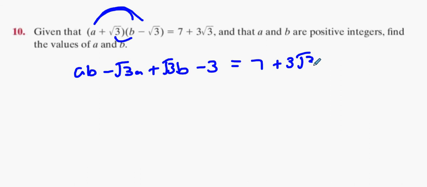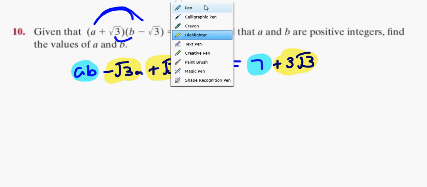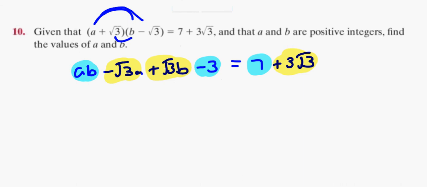Now, let's group them. Why am I putting these ones equal to each other? They have no third part, do they? They're just regular numbers. And why am I to put these guys equal to each other now? They're all root 3's, aren't they? So let's write down your equations separately. So for the blue equation, we're going to have AB take away 3 equals 7.